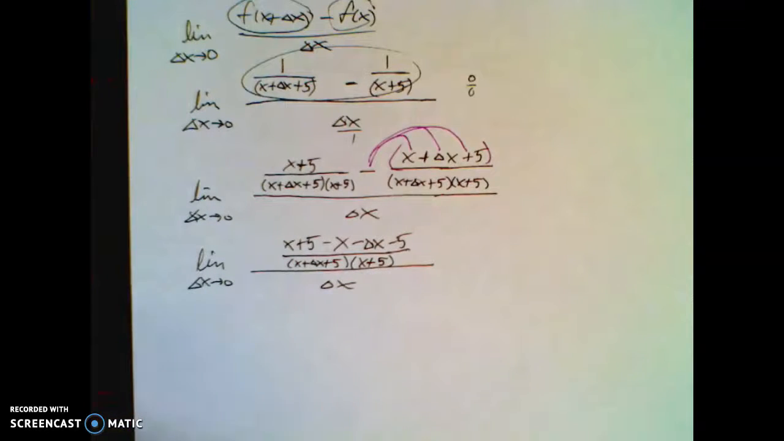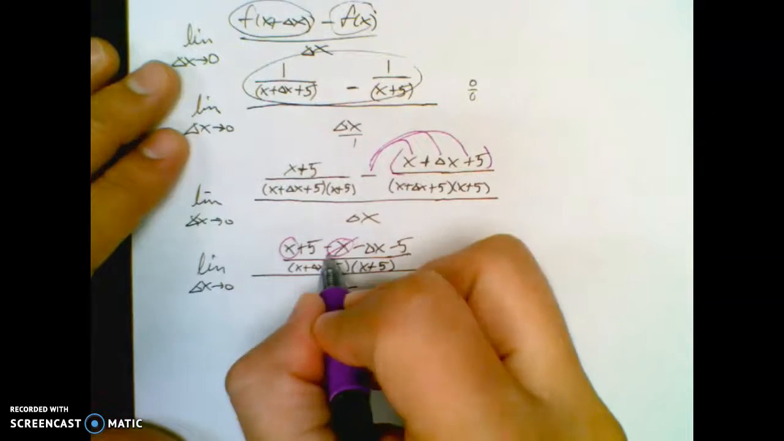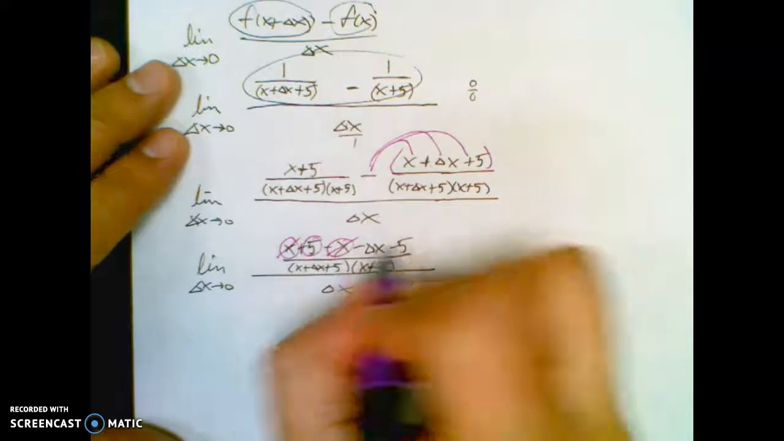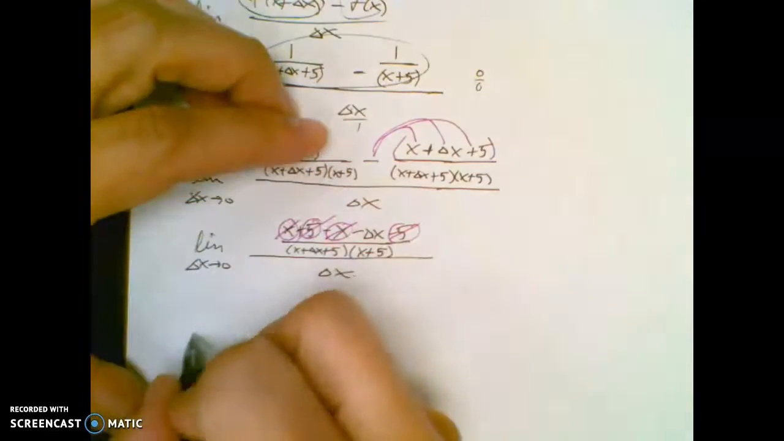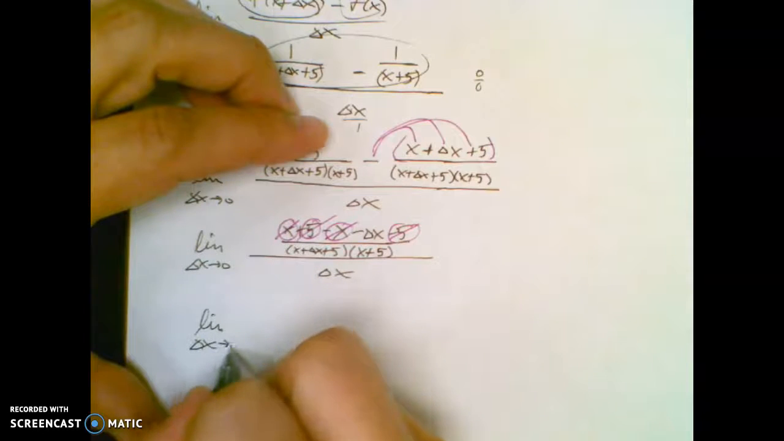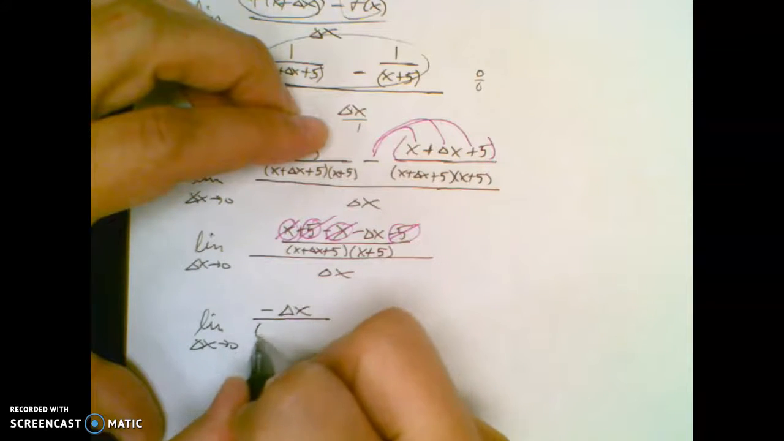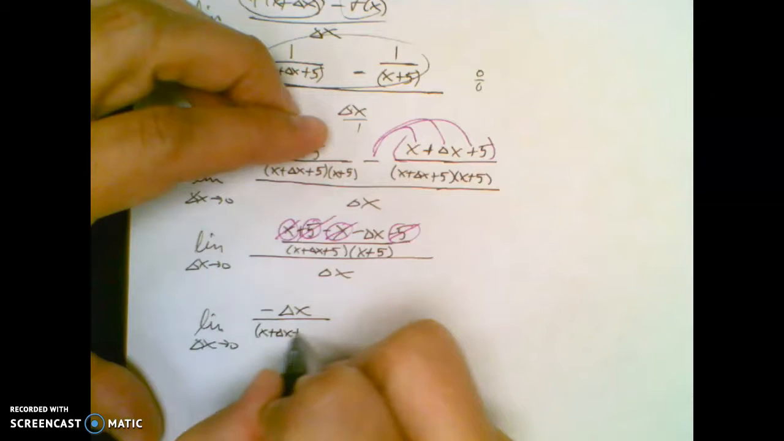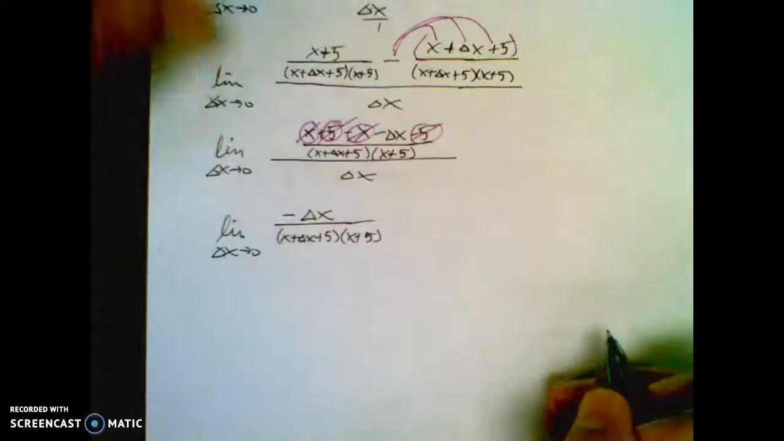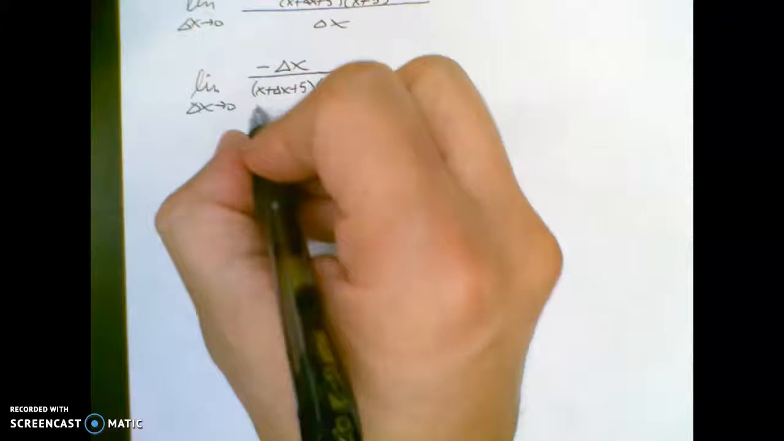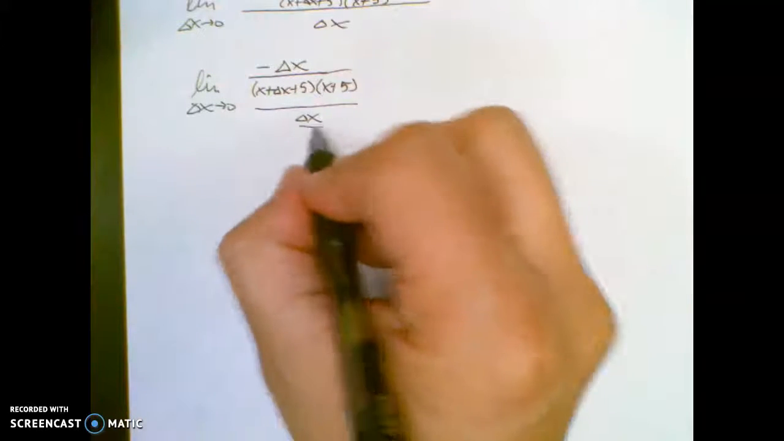This is good news because, what do you notice? This x cancels with the minus x. This 5 cancels with a minus 5. And what is left on top? Nothing more than a negative delta x, not a delta x, over ugly thing. Right? And it's still over delta x over 1.